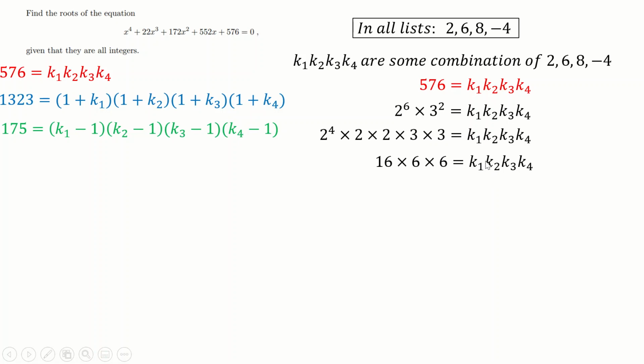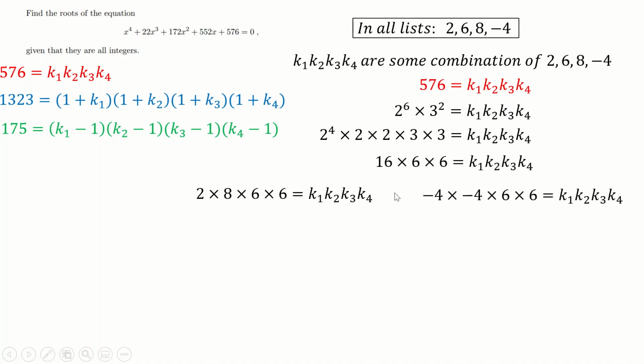But again, I can trial and error this. What are the only ways to make 16 out of 2 of these values? Well, I can't use the 6s anymore, because 6s contain 3s and 16 doesn't. The only way to make 16 is using a 2 and an 8. So I could try this, 2, 8, 6, 6, or using 2 negative 4s, because they'll also make positive 16. So I'm finally down, this is a bit like a proof by exhaustion, I'm finally down to 2 options, either this one or this one. These are the only 2 options that work for the red equation, using some combination of just those things.